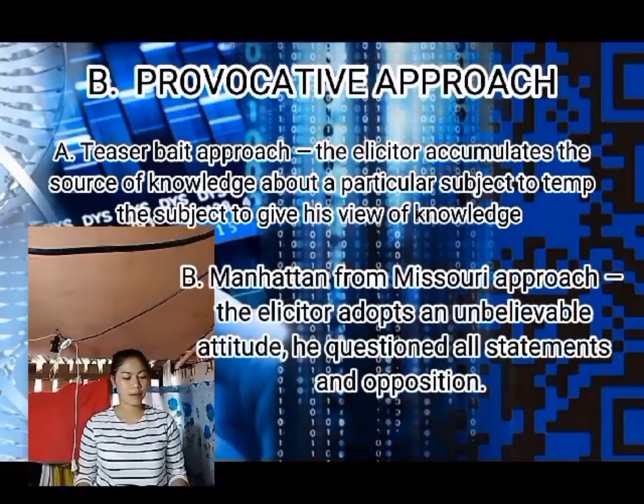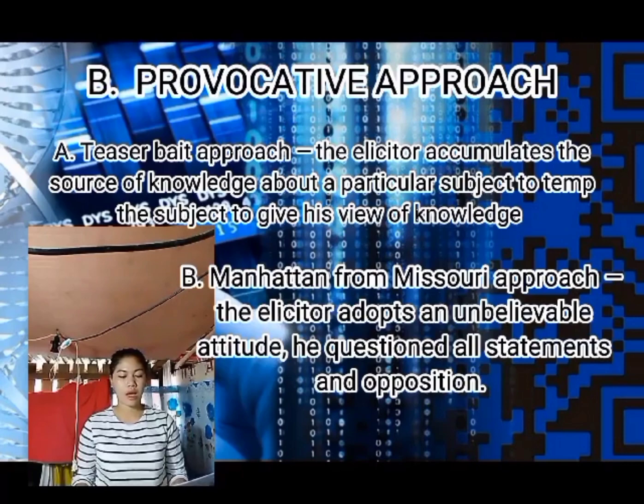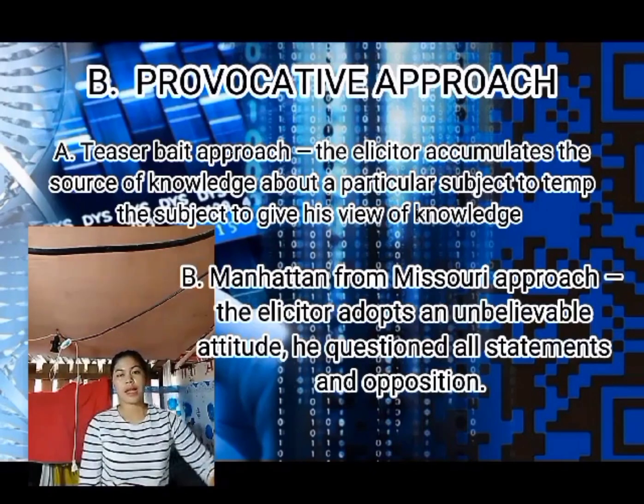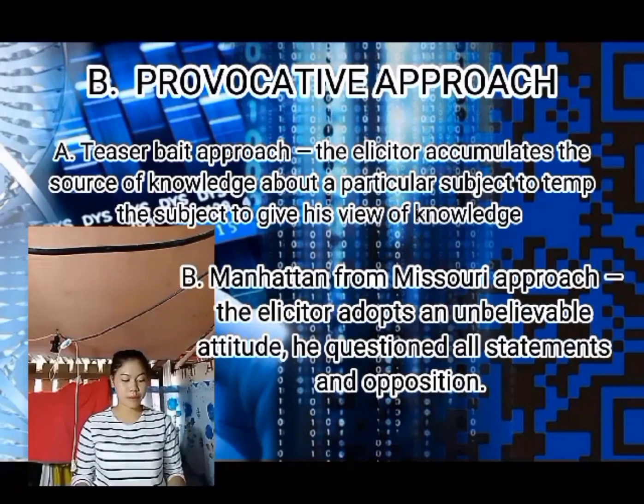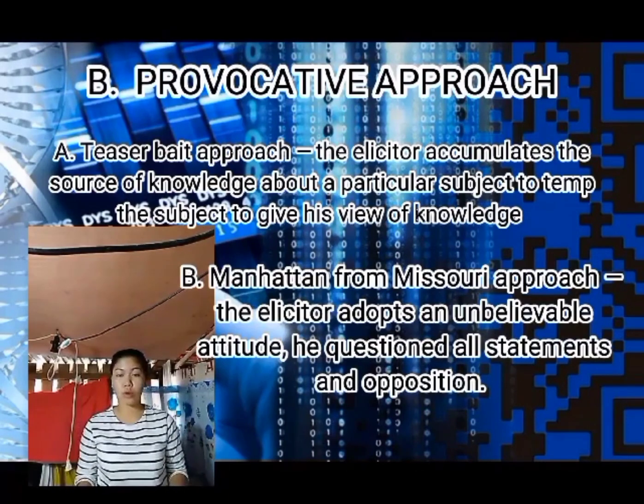B. Manhattan from Missouri approach. The elicitor adopts an unbelievable attitude. He questions all statements and opposition. Manhattan, it means nagbigay ng hindi katotohanan o katang-isip lang na tanong o sa loobin.